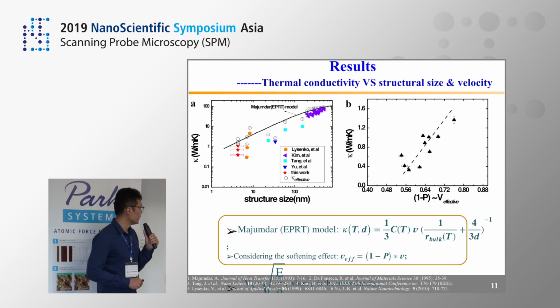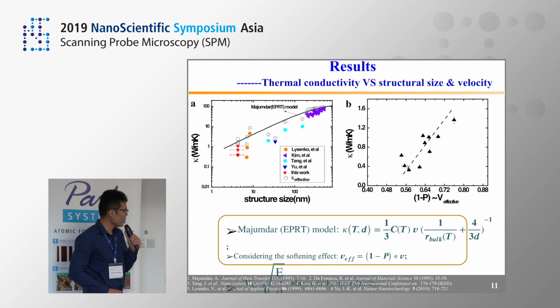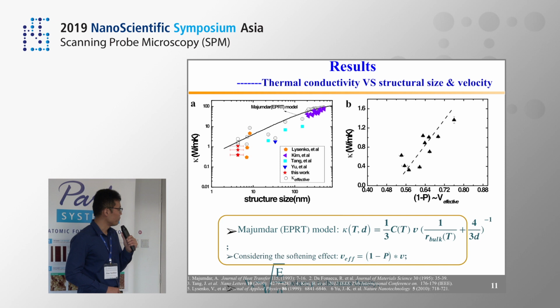For our data, for our porosity, for our porous silicon nanowire, we also consider this effect. But the question is, does the group velocity really become softened? That's why we perform the Young's modulus experiment of the silicon nanowires.